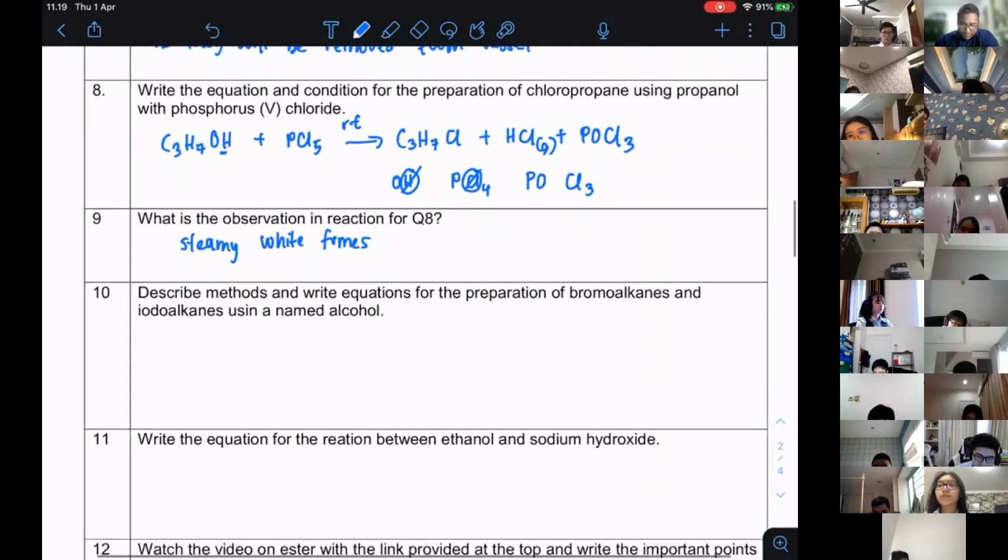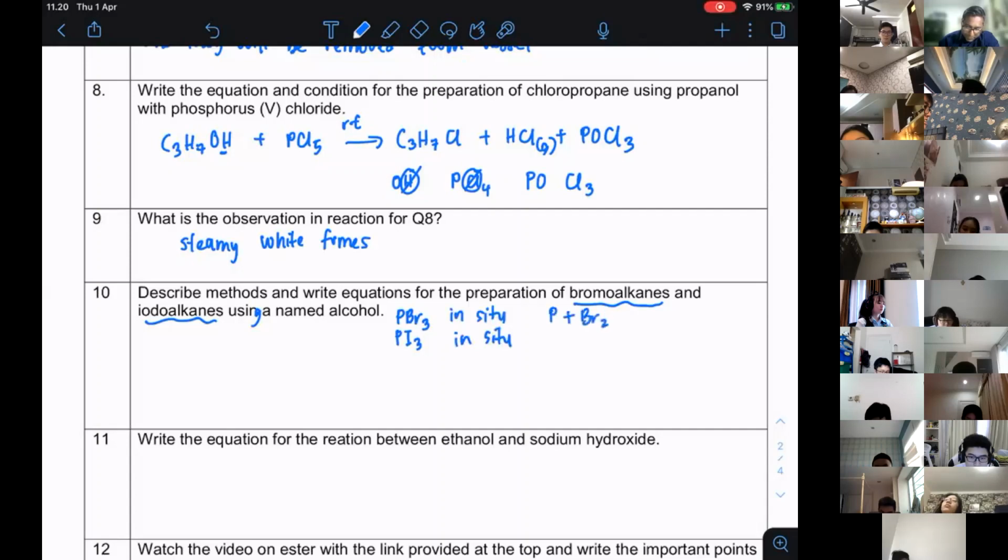Now, describe methods and write equations for the preparation of bromoalkanes and iodoalkanes using a named alcohol. Do remember bromoalkanes and iodoalkanes have very limited methods, only one method in your syllabus. They react with either PBr3 or PI3, which are prepared in situ. You prepare them using phosphorus with Br2 to get PBr3, and phosphorus with I2 to get PI3. To balance this equation, just put 2 there, 3 over there, and you have 2 over here.